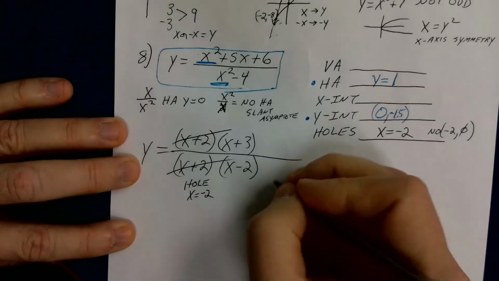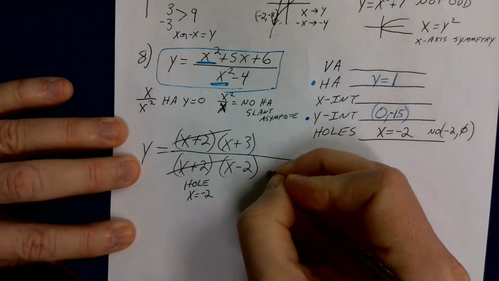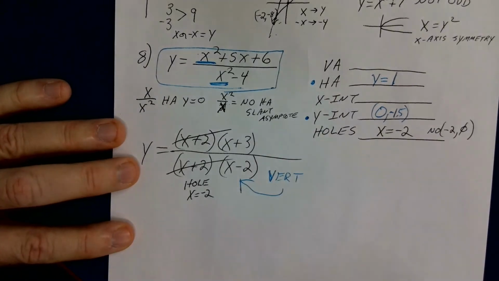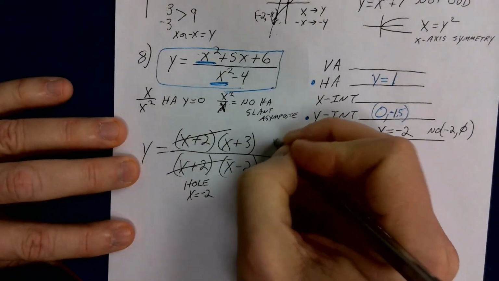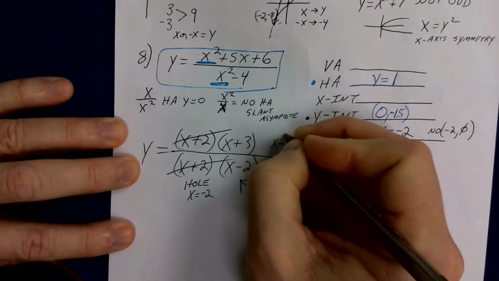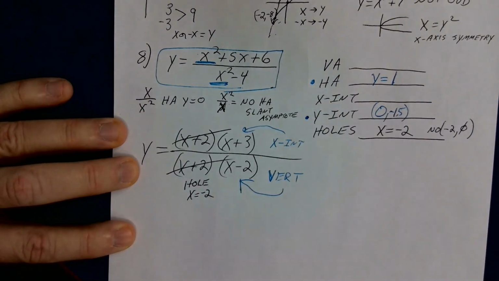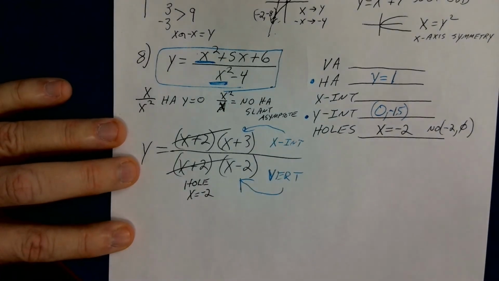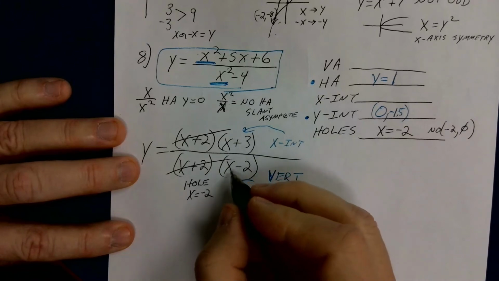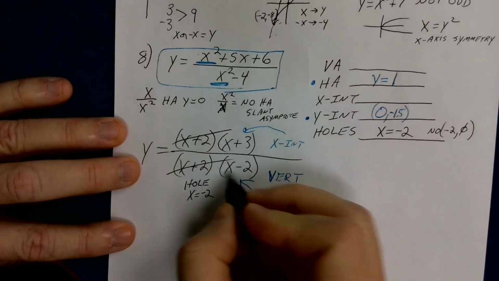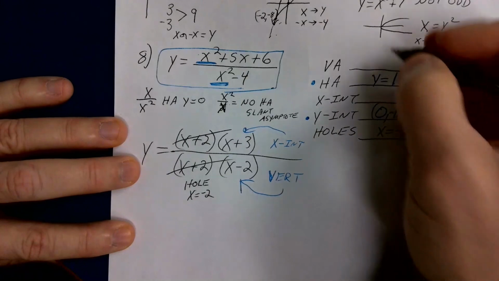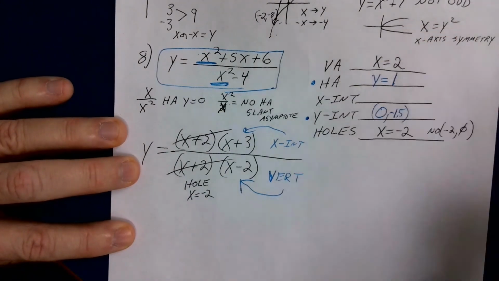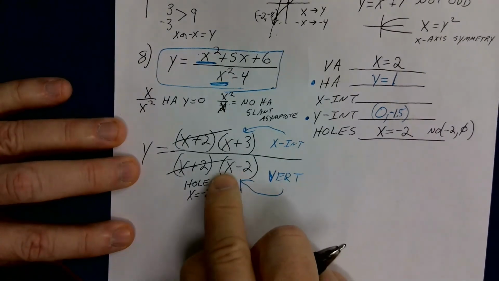Well, my vertical asymptote is whatever's left over after I've removed my holes. And my x-intercept is from whatever's left over in the numerator spot. So verticals come from the denominator, x-intercepts come from the numerator. So where's my vertical asymptote? The value to make this a 0 would be 2. So my vertical asymptote is at x equals 2, positive 2, because 2 minus 2 is 0.